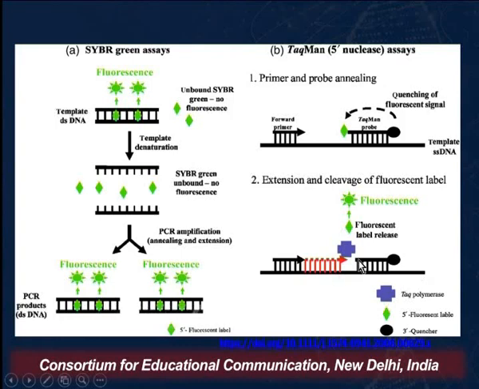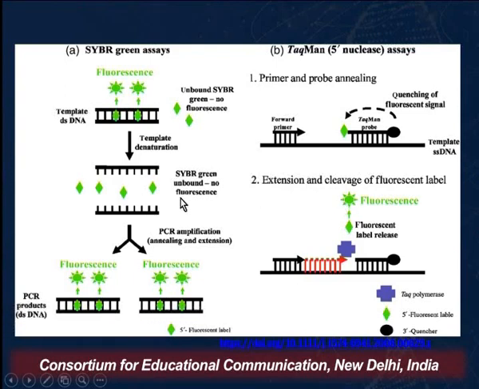So when it removes the reporter, then it fluoresces, because now it is no more near the quencher. So at each cycle, as the polymerase synthesizes from the primer, it removes the reporter and the fluorescence is given. So the more the number of molecules, proportionately the more fluorescence will be released and detected.